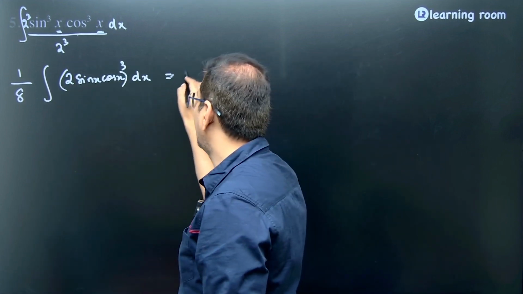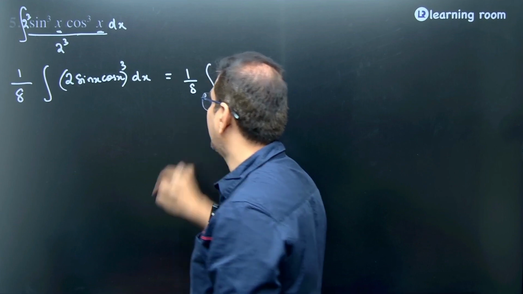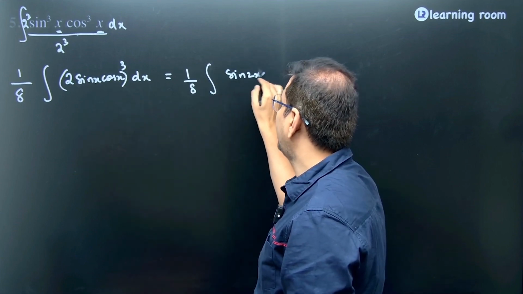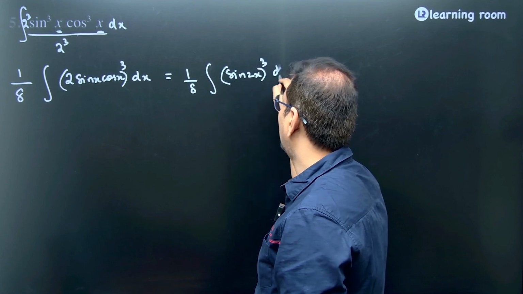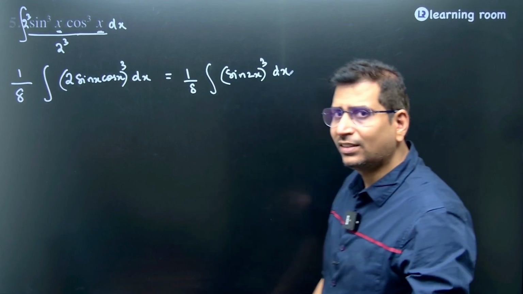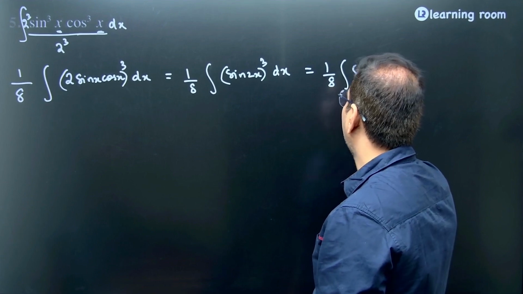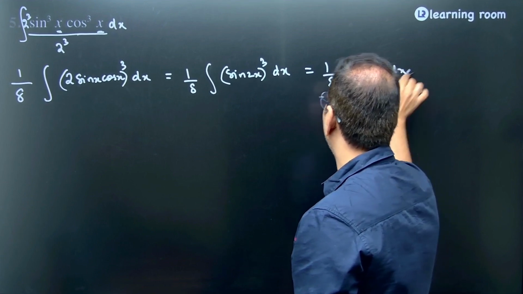So this will be equal to 1 by 8 into integral of 2 sin x cos x, which will basically be sin 2x the whole cube times dx, or it is basically sin cube 2x also. Let me write it in that way. So 1 by 8 into integral of sin cube 2x times dx.